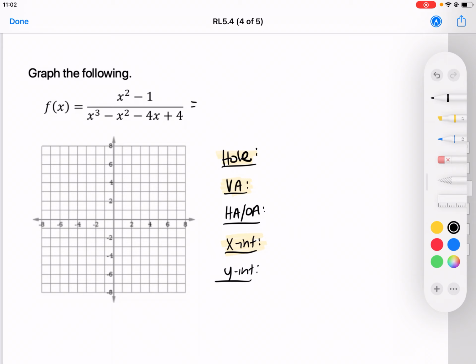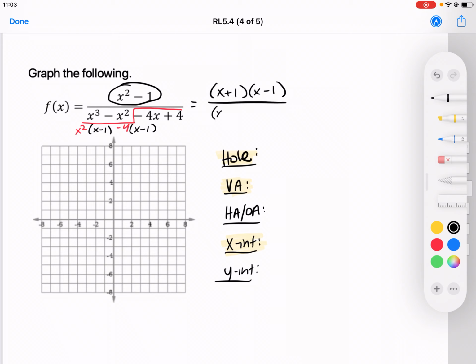So the top, x squared minus 1, is a difference of perfect squares, so that's x plus 1 times x minus 1. The bottom is the grouping method. So the greatest common factor of the first pair is x squared. And then we have x minus 1. Greatest common factor of the second pair is negative 4. And then you once again get x minus 1.